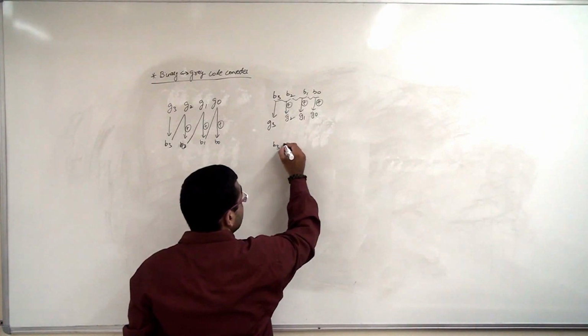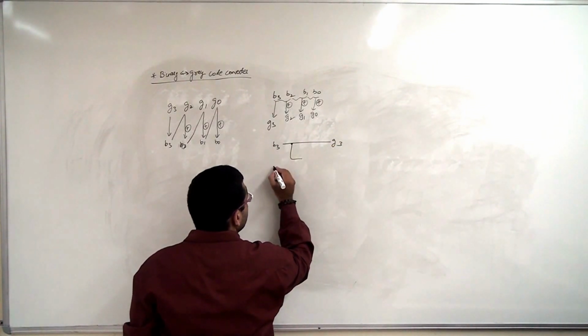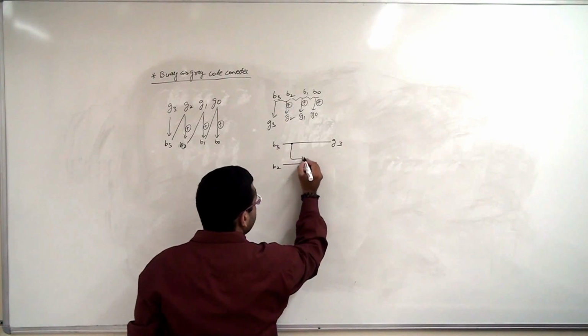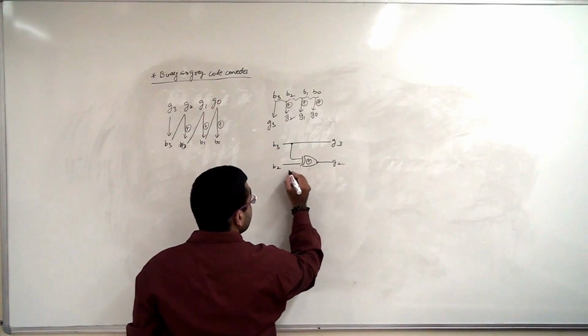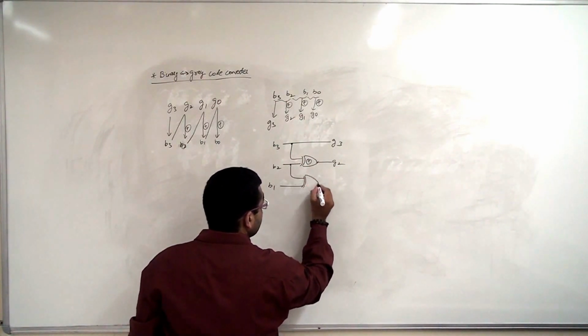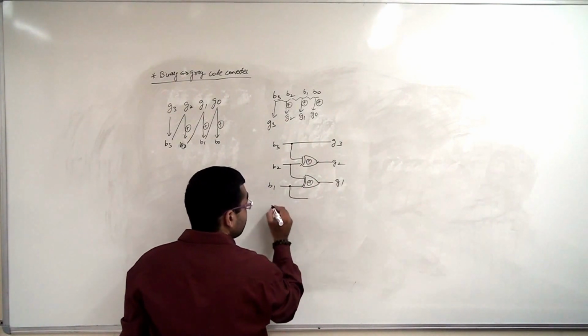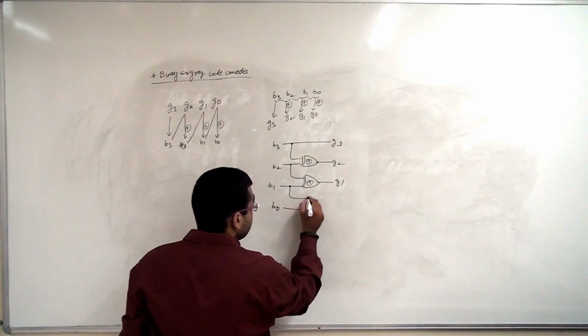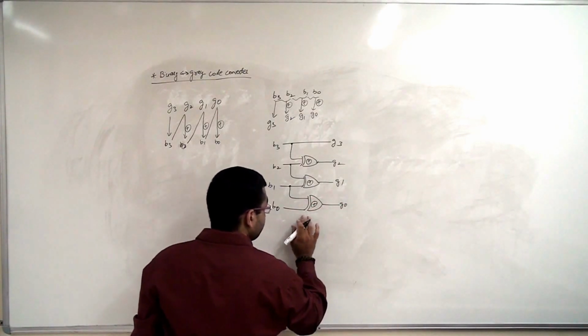This is our B3, this is same as G3. Now XOR of B3 and B2, that generates G2. Now XOR of B2 and B1 generates our G1, XOR of B1 and B0 generates our G0.